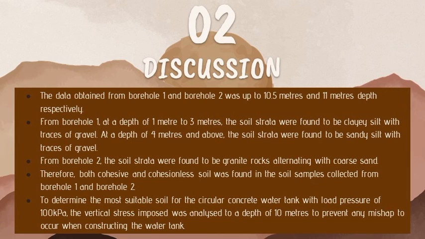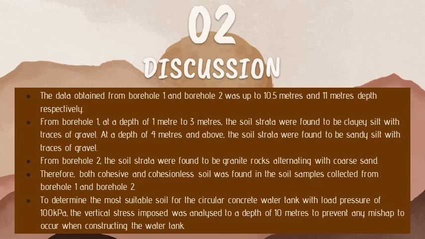The data obtained from borehole 1 and borehole 2 was up to 10.5 meters and 11 meters depth respectively. From borehole 1, at a depth of 1 meter to 3 meters, the soil strata was found to be clayey silt with traces of gravel. At the depth of 4 meters and above, the soil strata were found to be sandy silt with traces of gravel. From borehole 2, the soil strata were found to be granite rocks alternating with coarse sand. Therefore, both cohesive and cohesionless soil was found in the soil samples collected from borehole 1 and borehole 2.